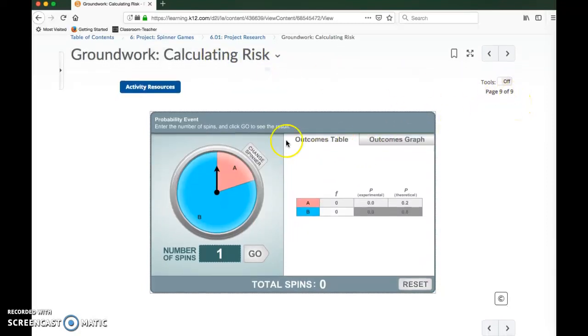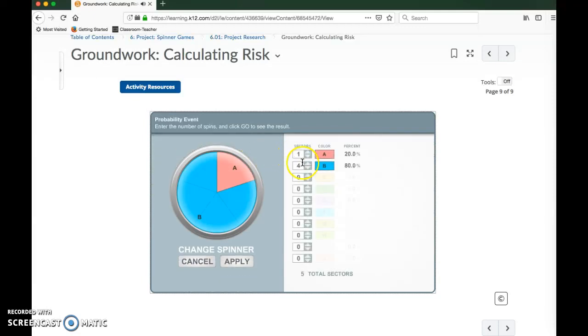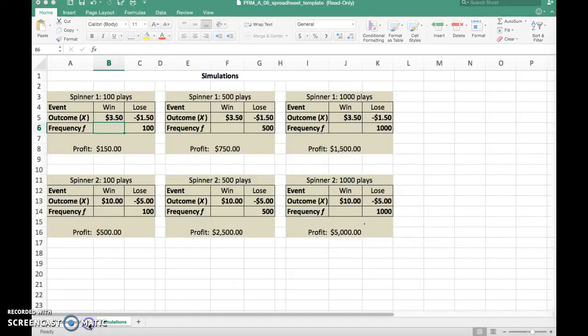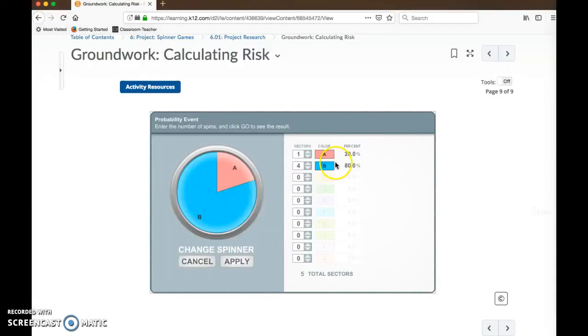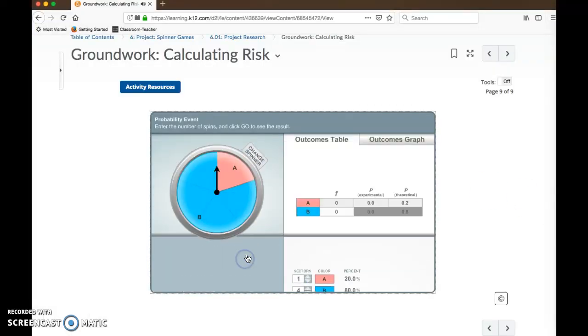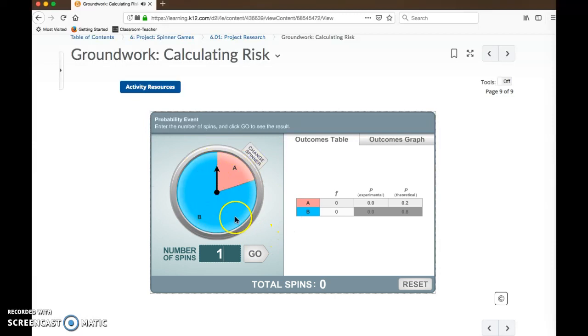So I've got this set up. I've edited my spinner a little bit. I hate the sounds. I have 5 sections. 4 of them are marked in one color. These are my lose, these are my wins. Well, let me change tabs. That was my probability for game 1: 20% and 80%. And that's what I want. 80 and 20. I'm done. So pink is win, blue is lose.